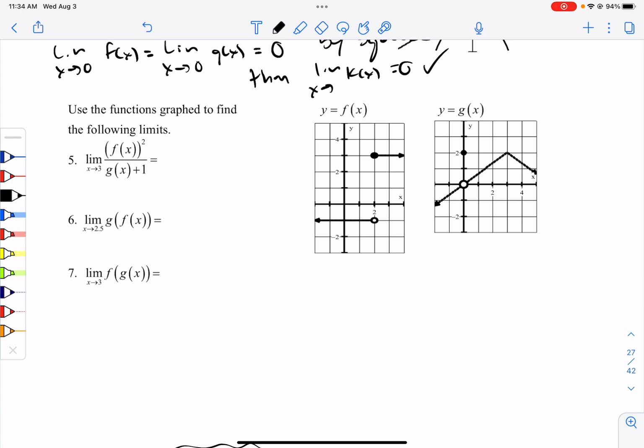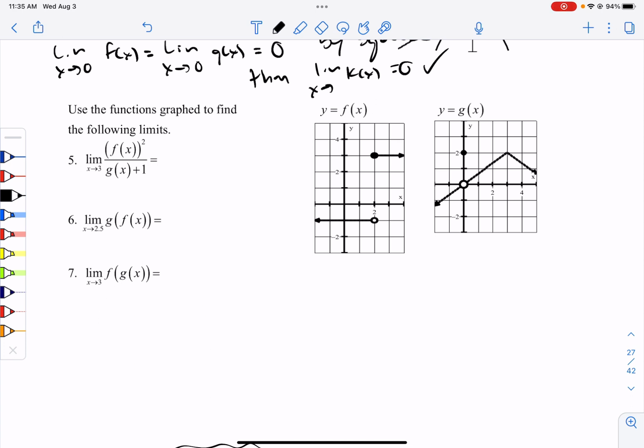Okay, last three examples. These are some limits of compositions of functions. So it tells me, and we're going to practice this a lot tomorrow. Well, maybe not tomorrow, next class period. Use the functions' graphs to find the following limit. So it wants me to take the limit as x goes to 3 of f of x squared divided by g of x plus 1. And then over here on the right, it gives me the function f of x and the function g of x. It gives me a graphical representation of those functions. So it wants me to find the limits as we approach 3.